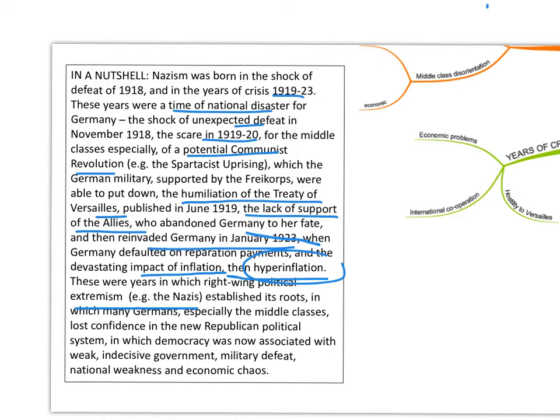But those seeds that had been perhaps planted way back in the Kaiserreich now started to sprout green shoots, and so Nazism began to grow. And the support for the Nazi Party in these early years was particularly from the middle classes, because they were the classes who lost confidence in the Republic for a whole range of reasons that we've already considered. And in particular, the middle classes associated democracy, of which there was so much hope at the beginning, with weak, indecisive government, with military defeat, with national weakness, and with economic chaos.